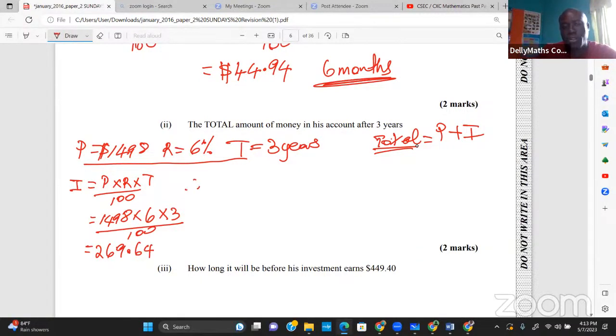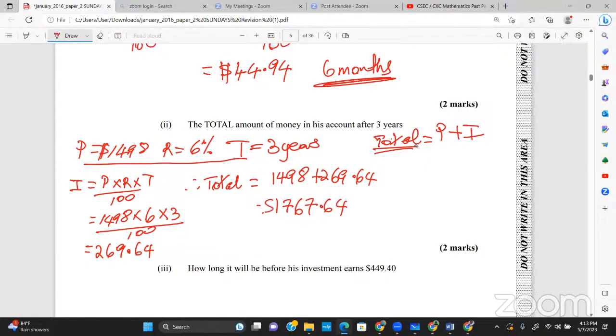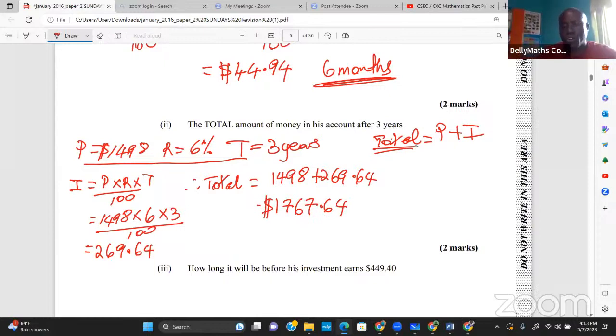So therefore you could conclude that the total would be 1498 plus 269.64. So we want to put that together to see what we're getting. You take your time, you check, making sure that there is no error. I'm getting something like $1,767.64. So good to go.